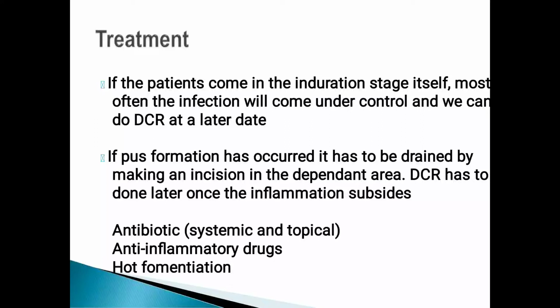Then we can also give some analgesics or anti-inflammatory drugs to reduce the pain and inflammation, and hot fomentation will also help in relieving the pain. If there is pus formation, then we can just make a nick in the dependent area to drain the pus. Once this acute dacryocystitis resolves, we can wait for 4 to 6 weeks. Then we should treat the chronic dacryocystitis, because usually acute dacryocystitis is because of some block in the nasolacrimal system. So DCR has to be done.